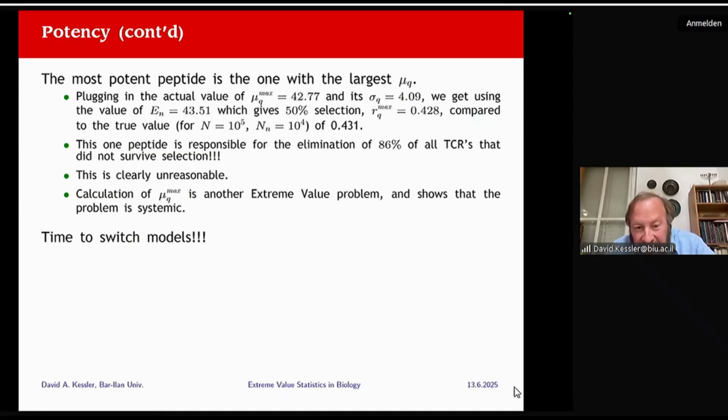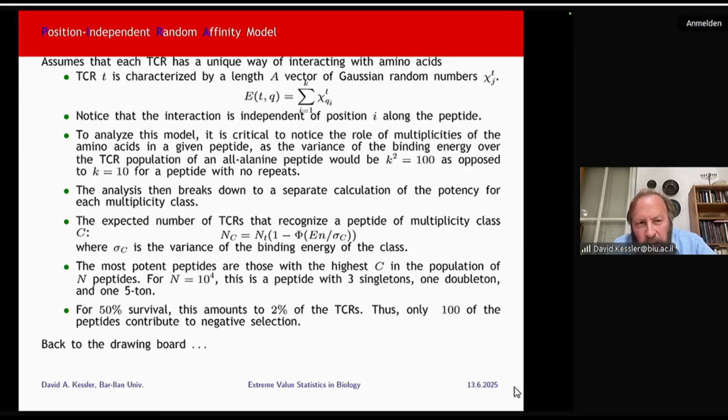This is clearly not giving us reasonable results, because it's saying that all the selection is due to basically one single peptide in the training set, which means that everybody else is just sitting there doing nothing. So we have to invent a new model. The next model we invented, and there are only 3, so you don't have to worry, we called the position-independent random affinity model. It's a modification of the basic ideas of the MJ model.